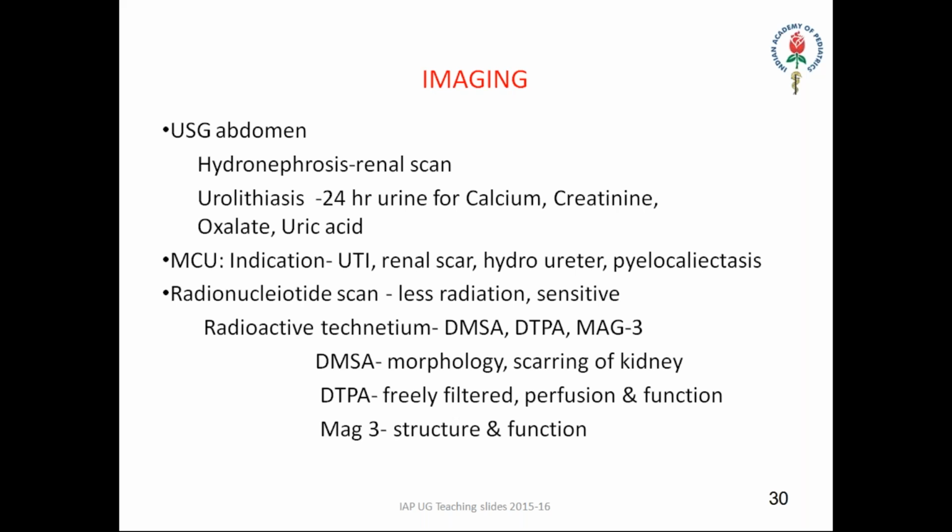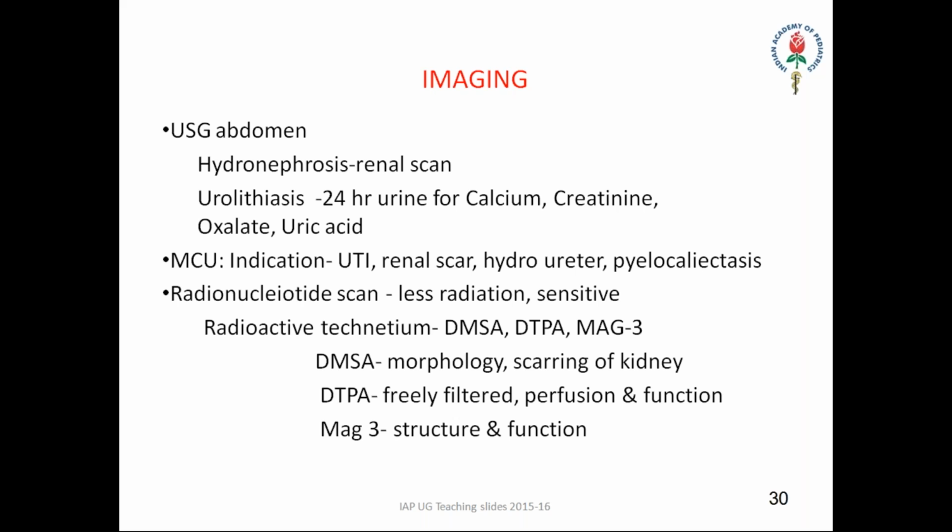It evaluates the presence of any renal scars due to RPGN or MPGN, hydroureteronephrosis and pelviectasis. And the radionuclide scan, it has less radiation and is sensitive. DMSA, DTPA, and MAG3 scans are usually used.